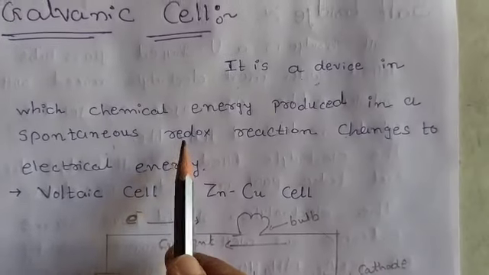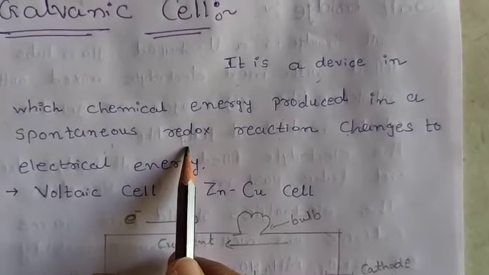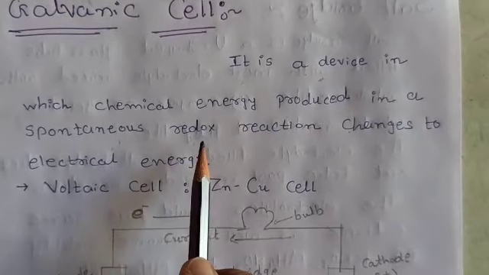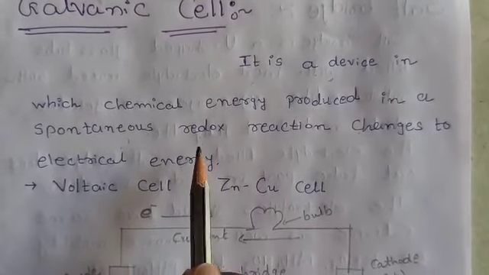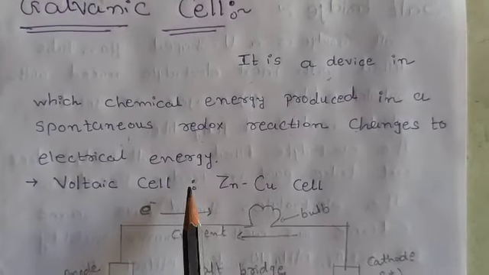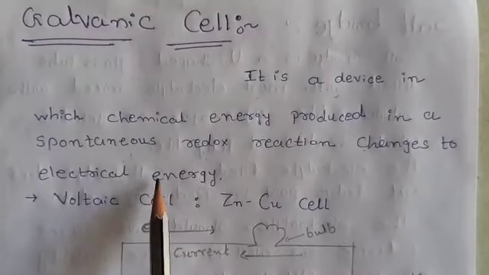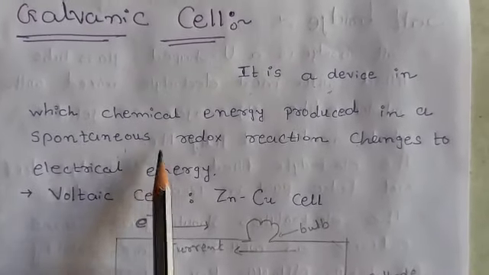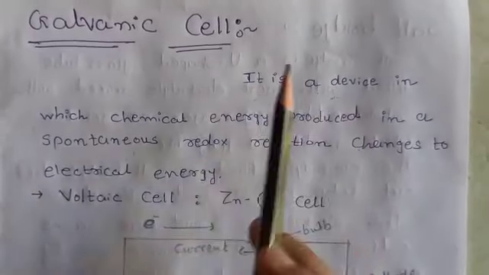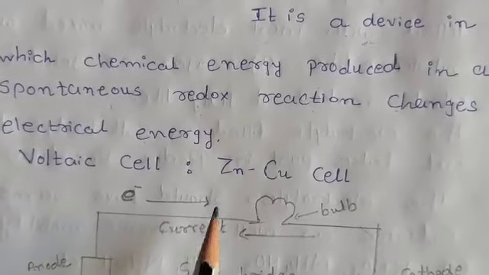Redox reaction means oxidation and reduction reactions take place simultaneously. Means we have to use that type of reaction which is done by itself, right? And due to this reaction we can produce electricity, and for this whole process we form a device, and that device is known as a galvanic cell, right?